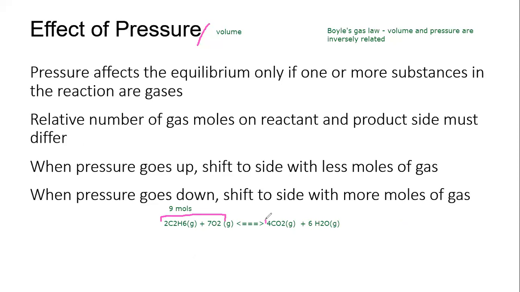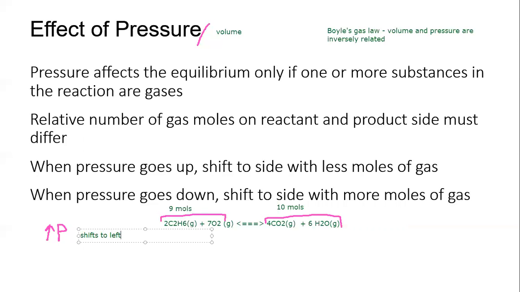On the product side, we have a total of 10 moles of gas. And again, the way I get this is I look at the reactants and products with the G subscript, and I add up their coefficients. So now for this reaction, it says pressure goes up, it shifts to the side with the fewer moles of gas. So if we increase pressure, the direction it's going to shift, in this case, it's going to shift to the left, back to the reactants, because the reactants have fewer moles of gas.